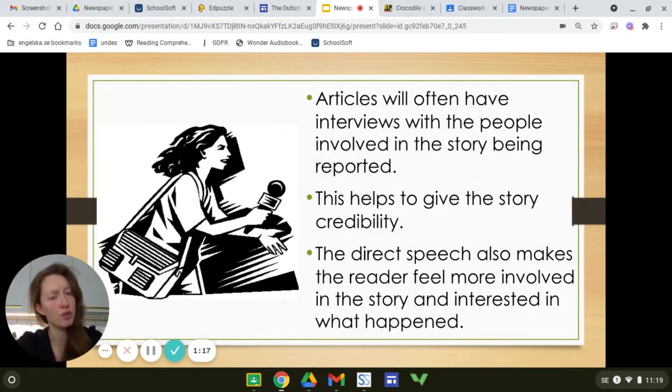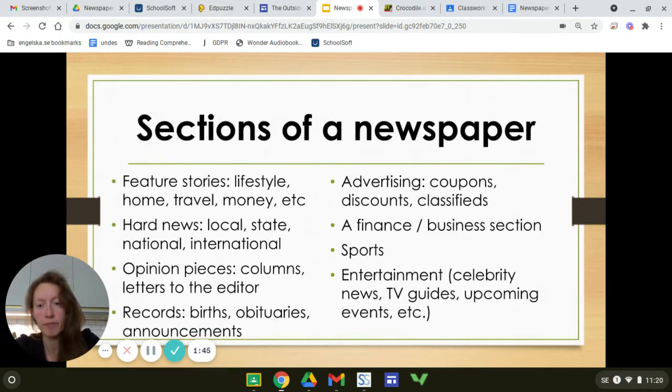Articles will often have interviews. This gives the story credibility. It's also direct speech, an eyewitness to the crime or an eyewitness to the alien invasion makes the reader feel more involved. So when you're doing a practice newspaper article, you're going to make up an interview. You could be like, Miss Carlson said, I love pizza. Makes it so interesting.